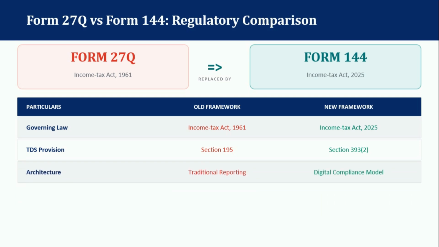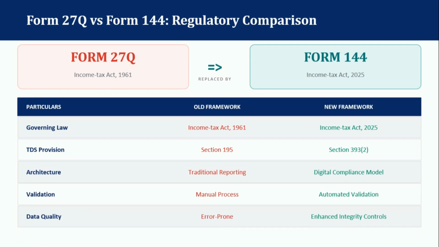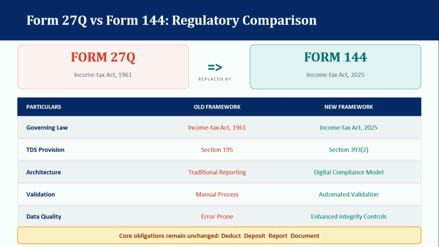Traditional reporting processes have been transformed into a digital-first compliance framework. Manual validation checks have been replaced with automated validation mechanisms. Error-prone reporting is being strengthened through enhanced data integrity controls. Despite these procedural changes, the core obligation remains the same: deduct tax, deposit it, report it, and maintain proper documentation. Overall, Form 144 modernizes the reporting process while preserving the fundamental TDS compliance requirements.